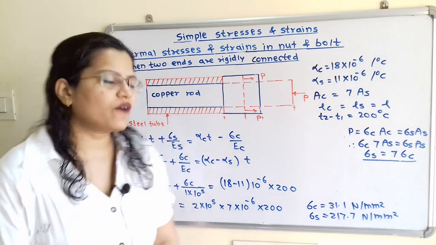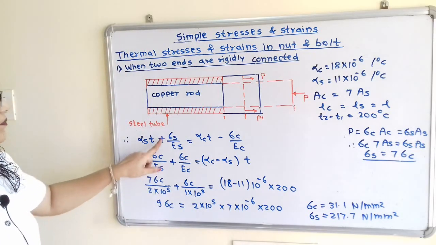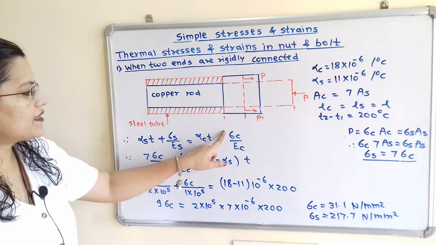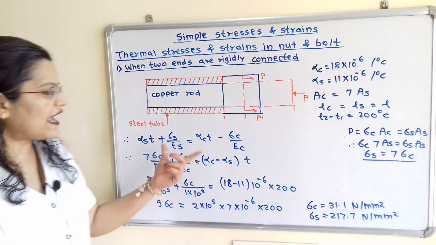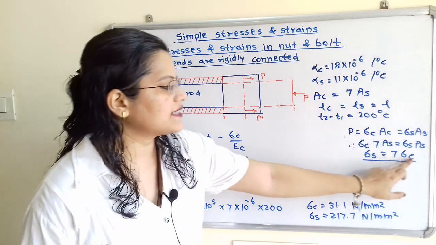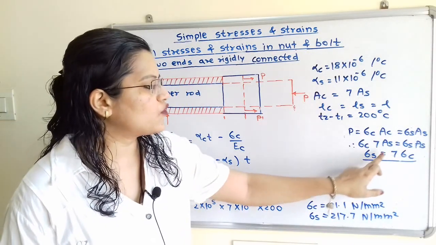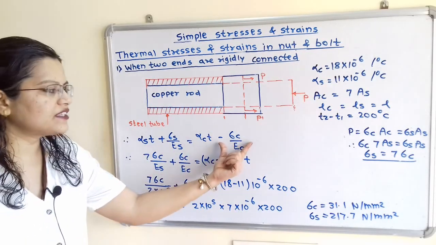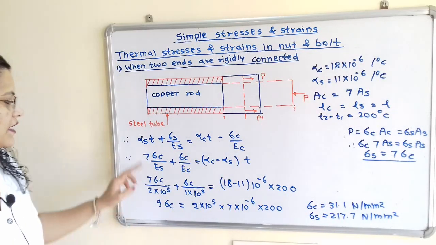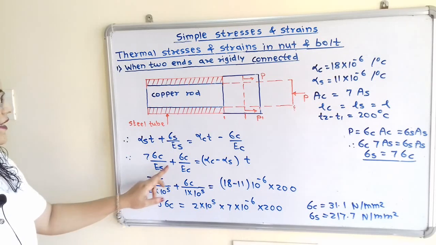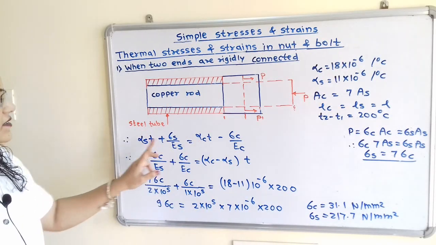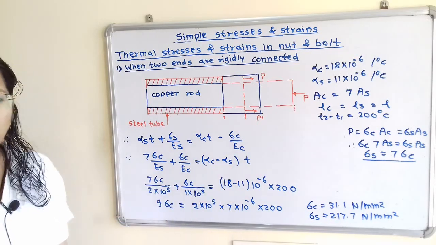So the simplified form of the equation is alpha S T plus sigma S by ES is equal to alpha C T minus sigma C by EC. So we have the relation between sigma S and sigma C. So we will put the value of sigma S is equal to 7 sigma C and we will transfer this term to the left hand side. So 7 sigma C by ES plus sigma C by EC is equal to alpha C minus alpha S, and T is the common term.